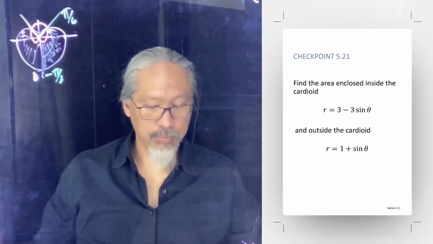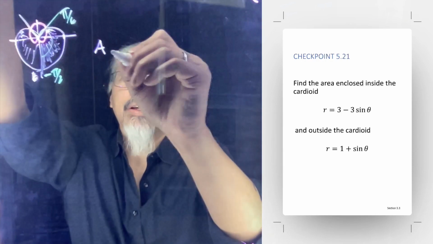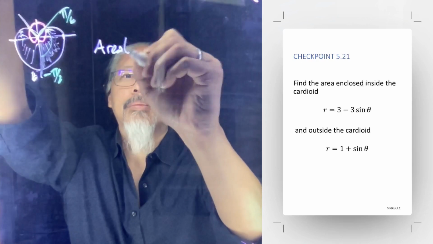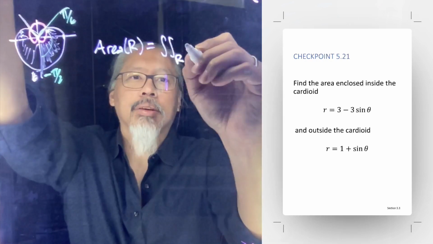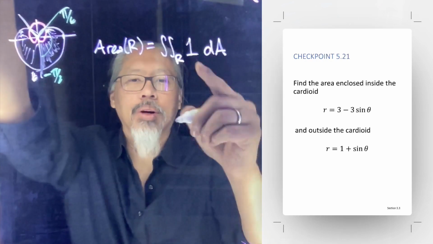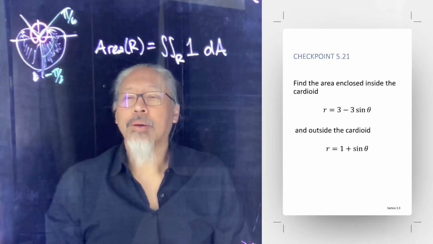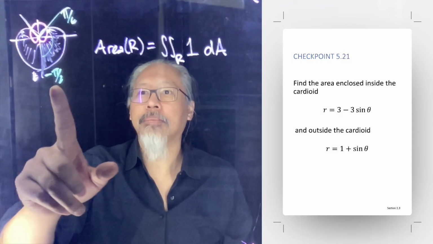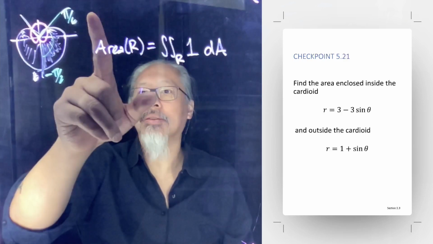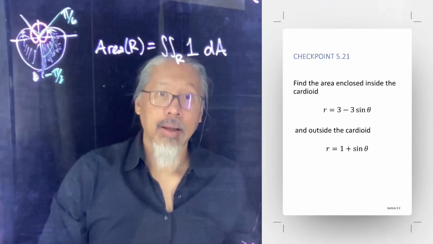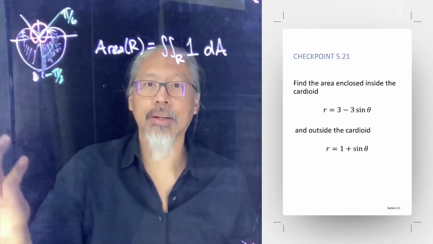So the area, if you remember, we can find the area of R using a double integral, integrating over R, and we're going to put 1 in for the function. The way we're going to do this is we're going to go from minus pi over 2 to pi over 6, and then we're going to double it. So there's a couple of things in play here. One is the fact that we're going to double the area.